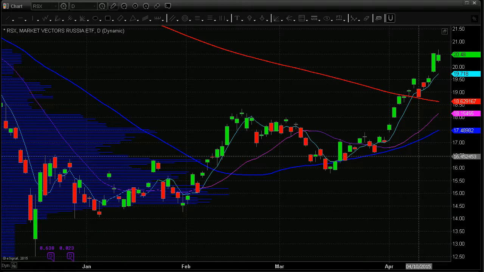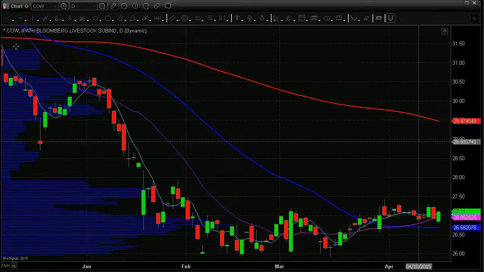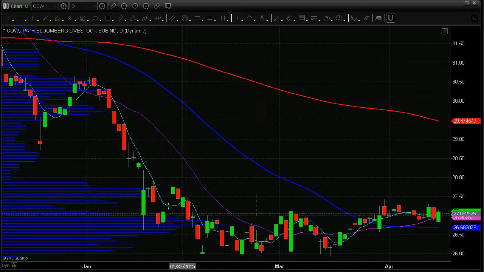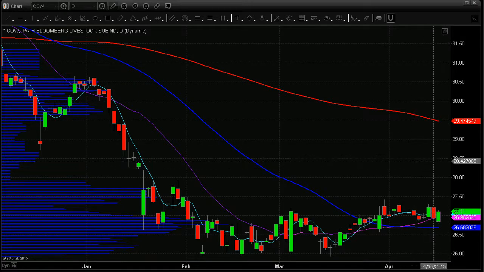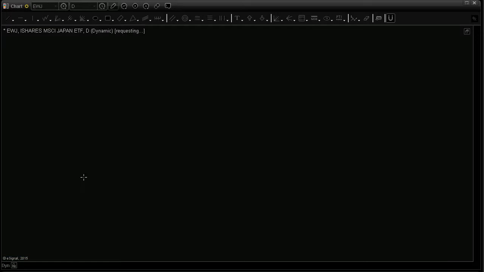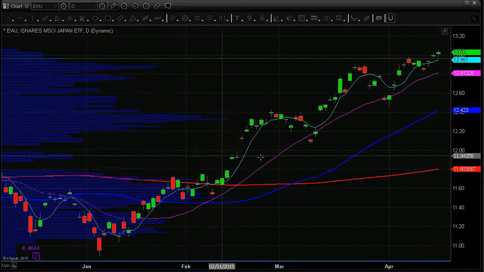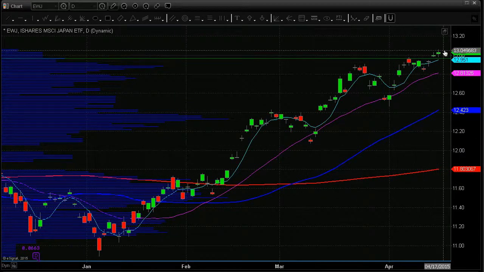Now looking at our other plays, here's the COW. COW is up almost 0.7% yesterday. It's got this little bottoming formation. It looks as though it's setting up for a nice move to the upside. It just has yet to find the traction for it to really take off. Our other play is the EWJ, the Japan market. Continued to trade higher there yesterday.